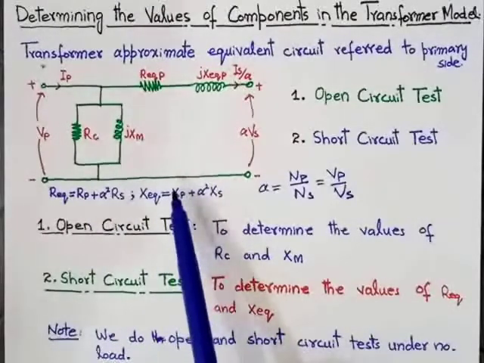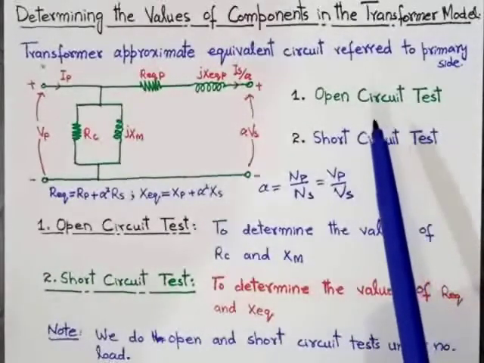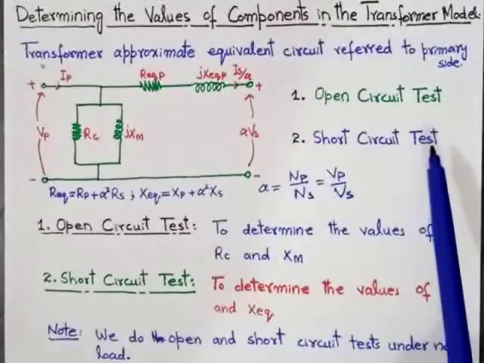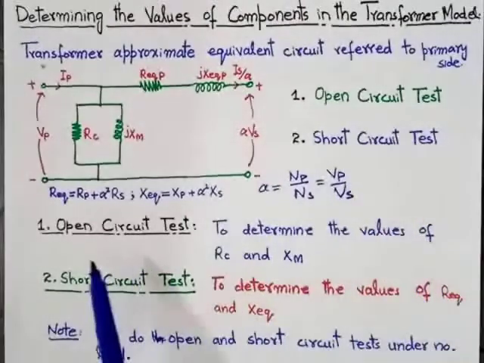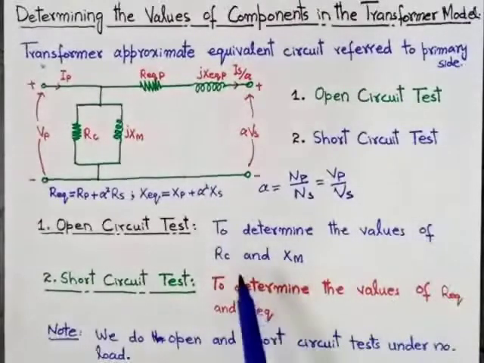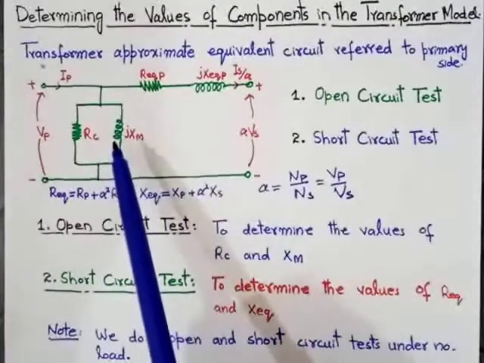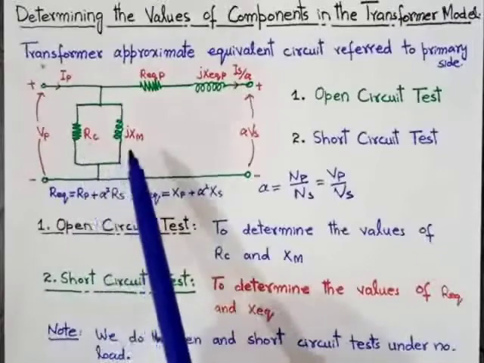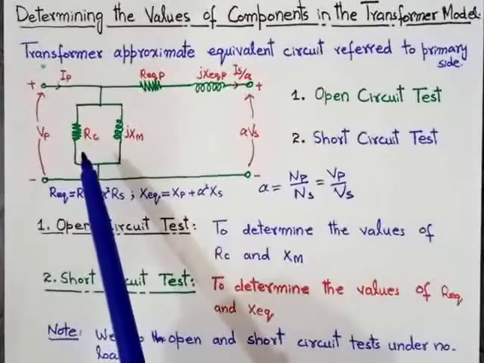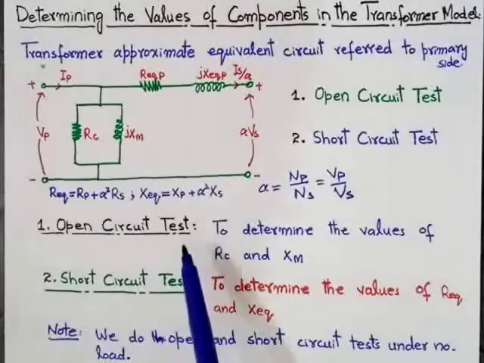So there are two types of testing of a transformer. The first one is the open circuit test and the second one is the short circuit test. We perform the open circuit test of the transformer to determine the values of RC and XM. As you can see in this circuit, this is the RC and this is the XM. To determine the values of RC and XM, we perform the open circuit test of the transformer.